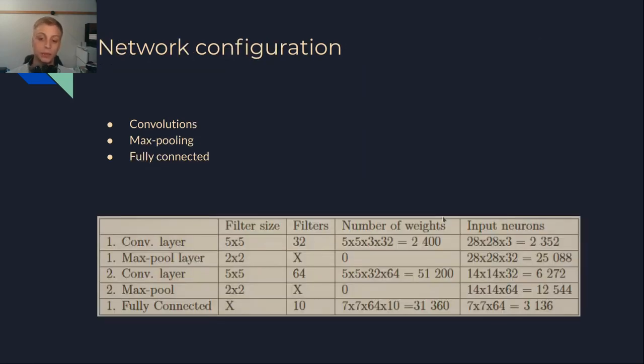So my network configuration was based on convolutions, max pooling, and a fully connected layer at the end. And this is just to show what I was working from. So you see we have a convolution layer, a max pooling layer, a convolution layer, a max pooling layer again, and then a fully connected layer in the end, which gives us the results. We have 10 outputs in the end because we have 10 numbers we want to be able to recognize. And we start with a 28 by 28 input image of RGB.